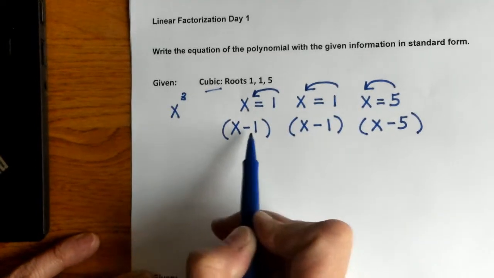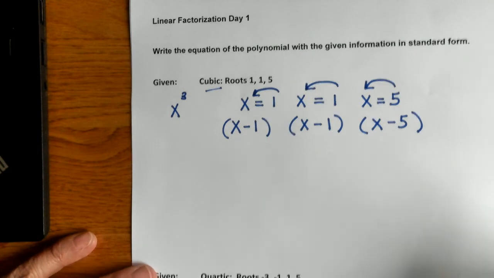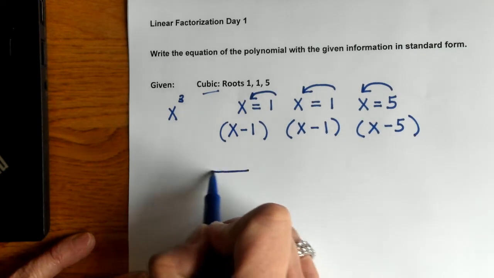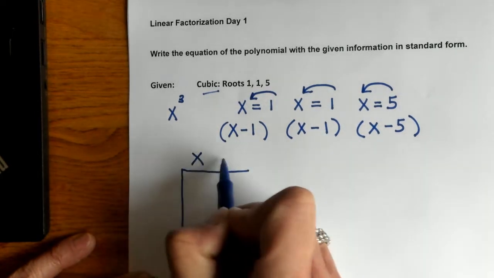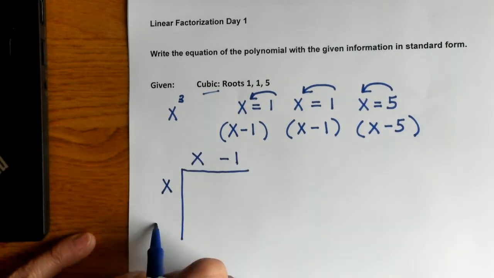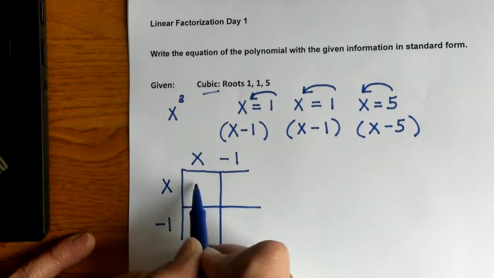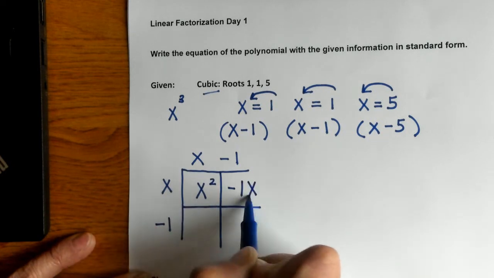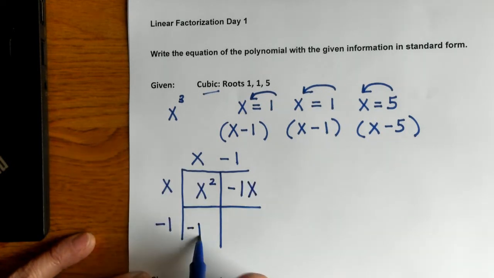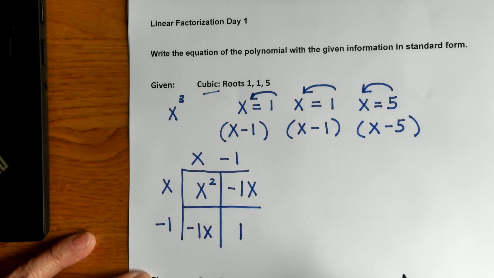Before, we'd use these factors and find the zeros or the roots. So now we're going to multiply them together. I use the array. You can use FOIL if you want. I'm going to start with these two, x and negative 1, x and negative 1. X times x is x squared, negative 1 times x is negative 1x, negative 1 times x, negative 1x, and this box right here is negative 1 times negative 1, which is 1.